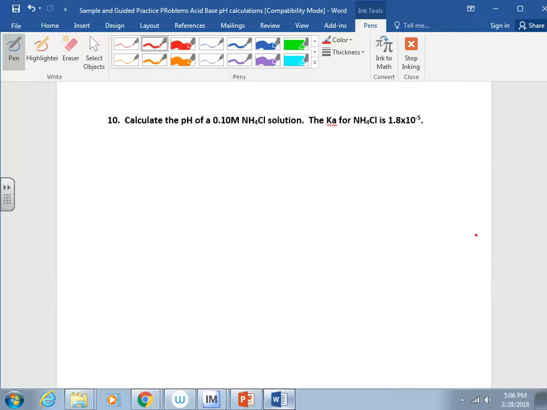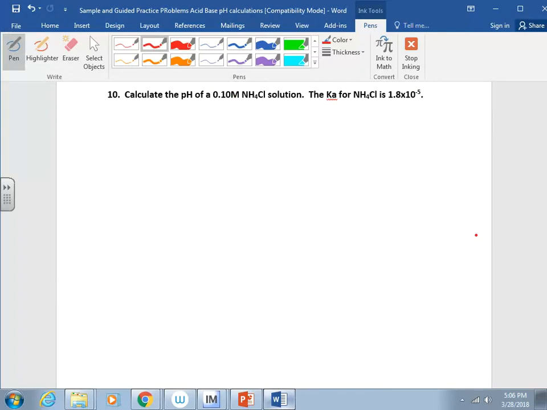Let's look at problem number 10. Similar kind of problem, except here the salt comes from a weak base, NH3, and a strong acid, HCl. That means this is an acidic salt. So they gave me the Ka for NH4Cl. Really, it's the Ka for NH4 plus, that's a typo, is 1.8 times 10 to the negative 5. So we need to find Kb for NH3. So that's going to be equal to Kw divided by Ka.